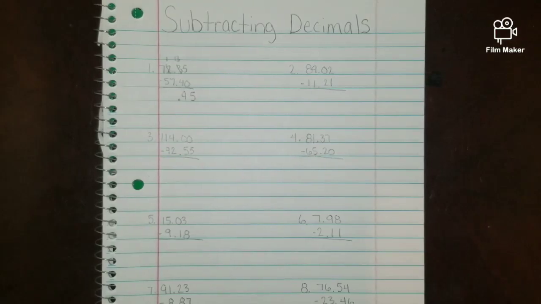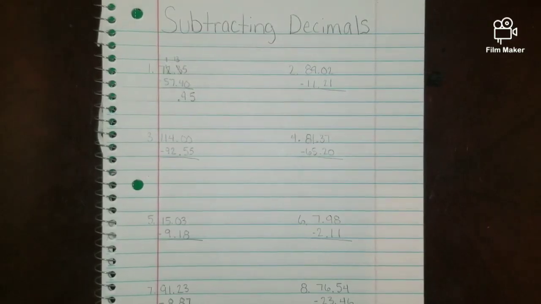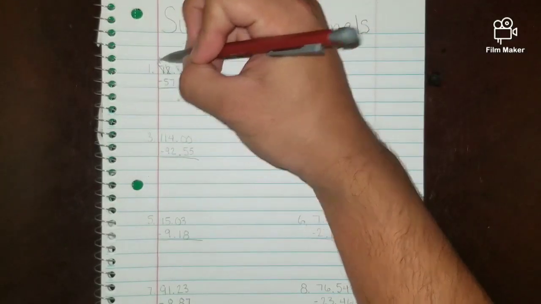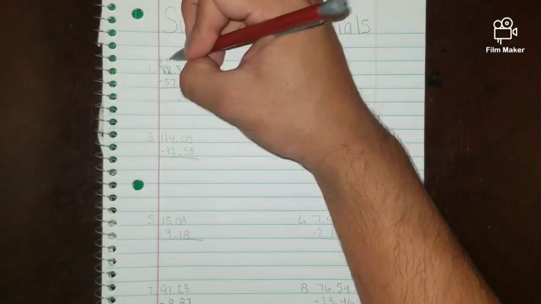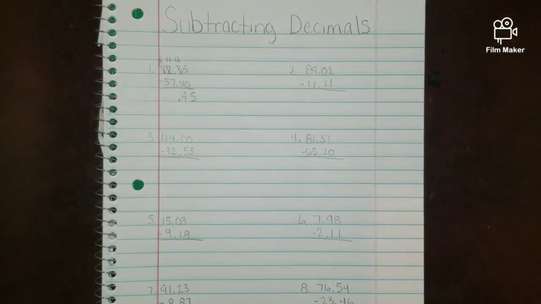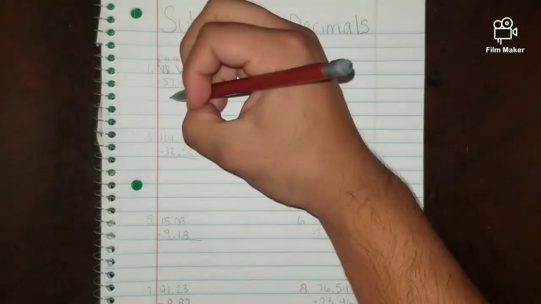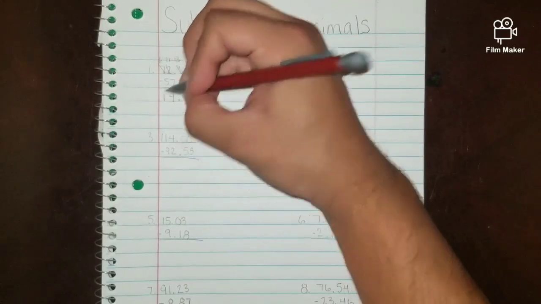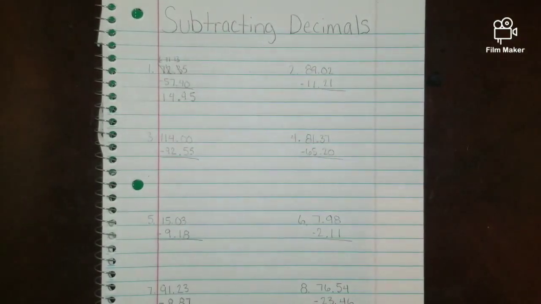And now we go on to the next one. 1 minus 7. We cannot take away 7 from 1, so we borrow from the 7, and that makes it a 6. And the 1 now becomes an 11. And now we have 11 minus 7, which gives us 4. And 6 minus 5 gives us 1, with our final answer being 14.95.